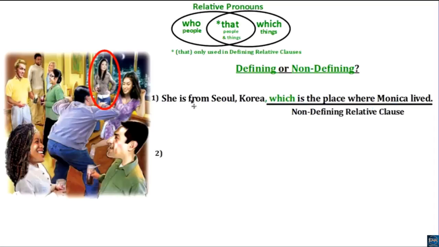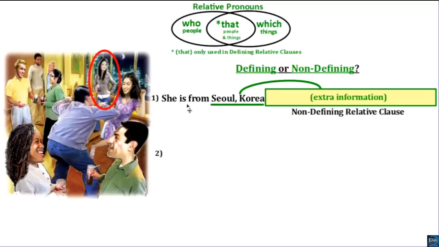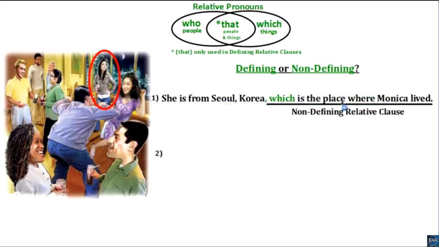Now, let's look at another reason. She's from Seoul, Korea, which is the place where Monica lived. I'm using a comma. And remember that with non-defining relative clauses, we use that comma to separate it from the other part of the sentence. Okay? A good way to think about non-defining relative clauses is to think, does this make sense? She's from Seoul, Korea. Okay, yeah, that makes sense. I don't need any extra information to understand this sentence, to understand what are we talking about. Okay? So if it makes sense, then I know that the extra information is always non-defining, right?